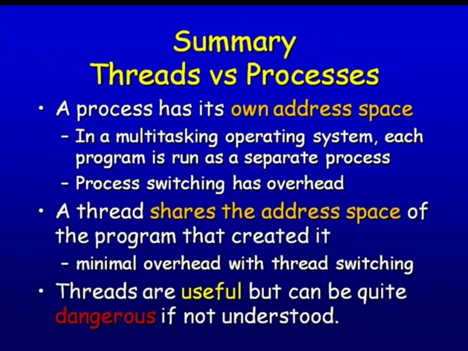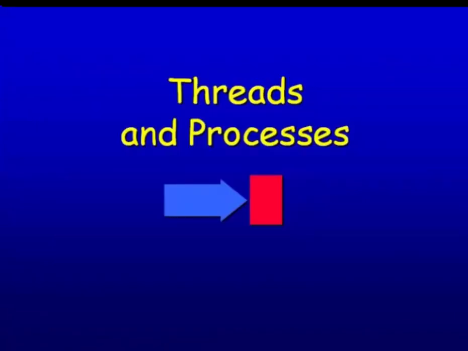So to summarize, we have threads and processes. Processes live in their own address space. They operate independently from other processes on the system. The downside of a process switch, of course, is the overhead, since all the registers and all the auxiliary information need to be saved and then brought back in. Threads, on the other hand, are much more lightweight than a process. They share the address space of the program. Minimal overhead occurs when you do thread switching. They are extremely useful, but can be quite dangerous if not understood and can lead to some really nasty errors. So that's the scoop on processes and threads.